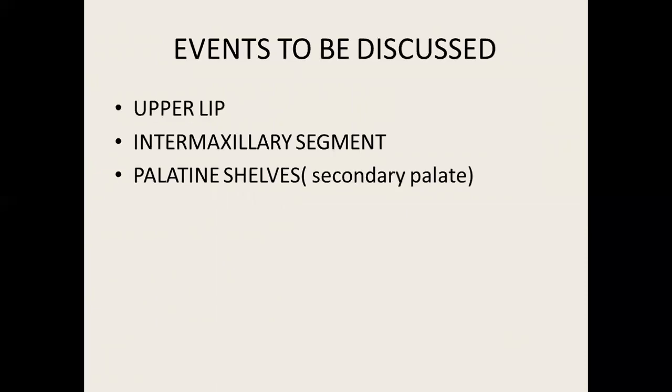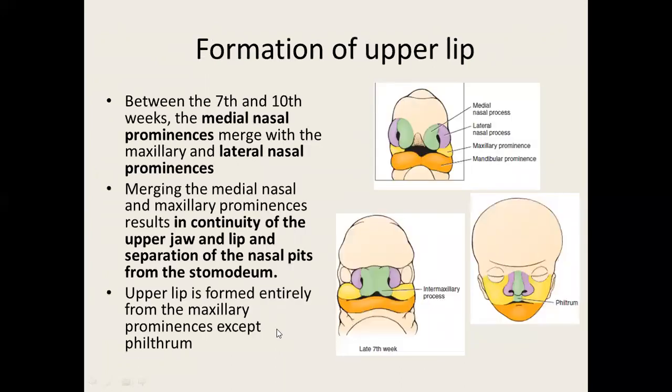So now the maxillary prominence, which will give rise to the upper lip. The maxillary prominence mainly contributes to the formation of the upper lip and the palatine shelves, not the intermaxillary segment, which is a part of the frontonasal prominence.